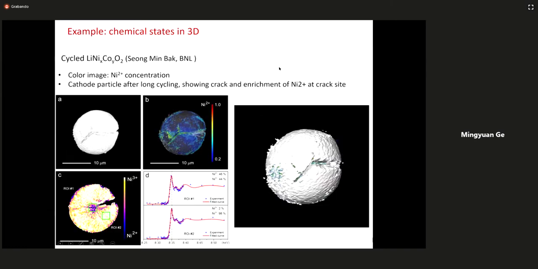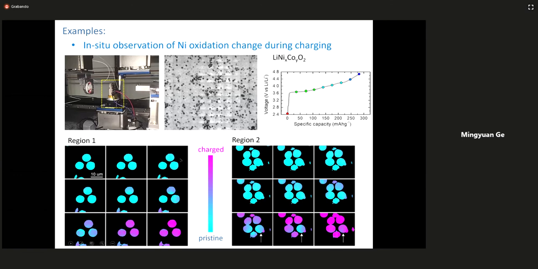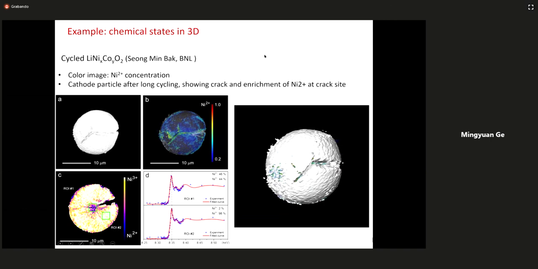In the previous one, we had just a 2D image, just looking at the projection of the particles. We can also look at the 3D distribution of a chemical state by using tomography. In this experiment, we take a tomography at each X-ray energy. Then we have a 3D voxel distribution, and each voxel has a spectrum. By analyzing individual voxel spectra, we get a 3D distribution of the oxygen state.